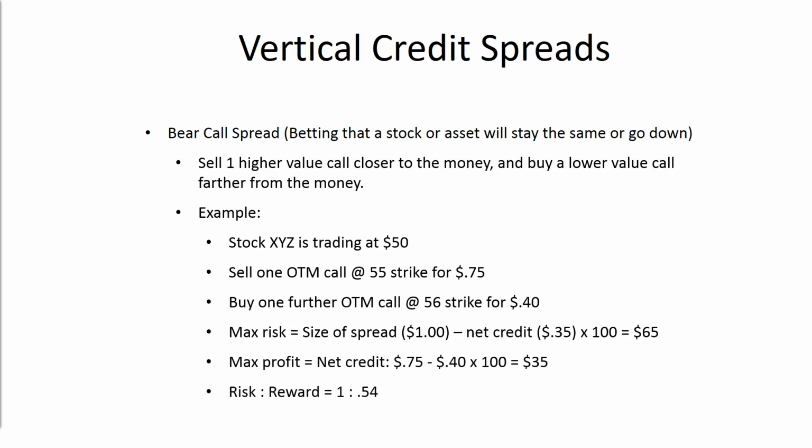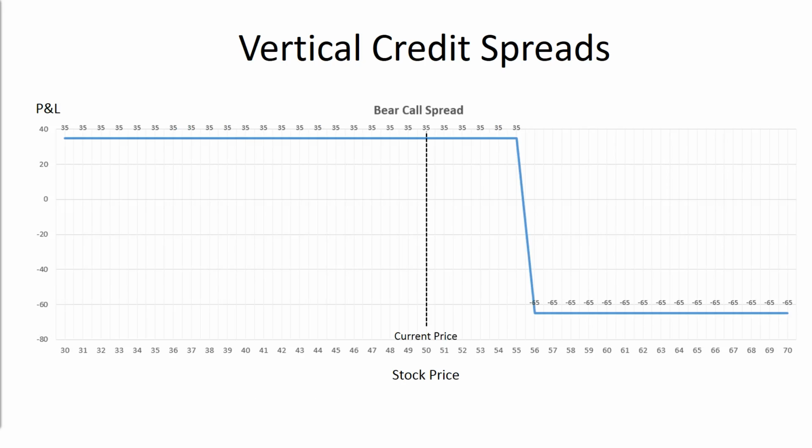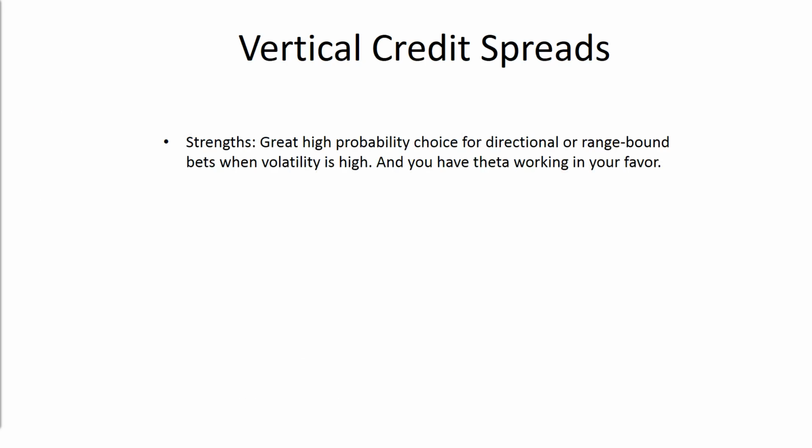And that would again give us a risk to reward ratio of 1 to 0.54. And here's what that looks like on the profit profile. So the strengths with credit spreads are the high probability of our trades, and also the flexibility of the strategy, since it can be used both in range-bound or trending directional markets.